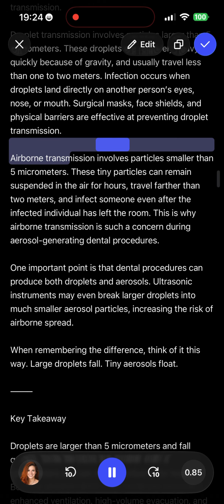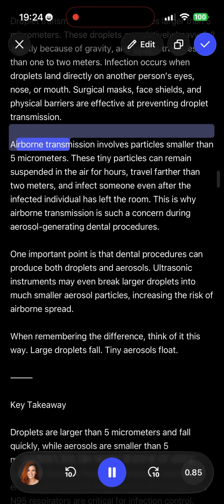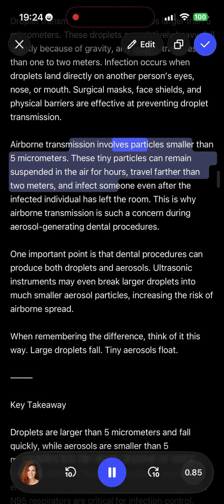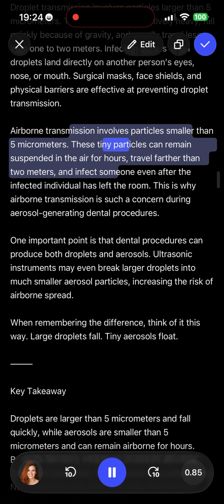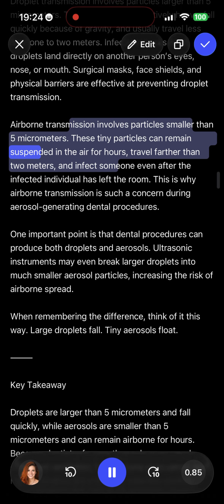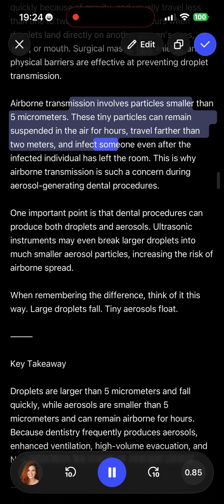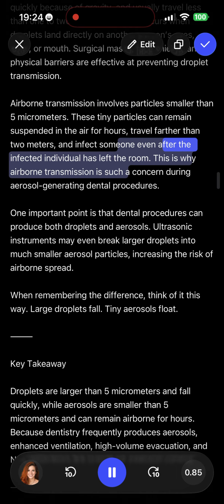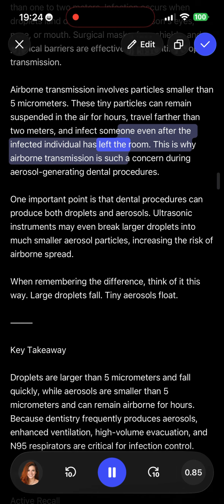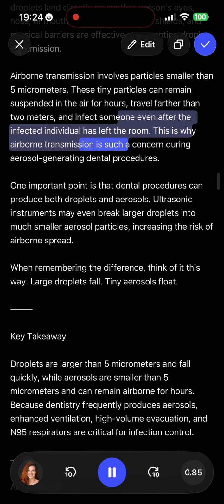Airborne transmission involves particles smaller than 5 micrometers. These tiny particles can remain suspended in the air for hours, travel farther than 2 meters, and infect someone even after the infected individual has left the room. This is why airborne transmission is such a concern during aerosol-generating dental procedures.